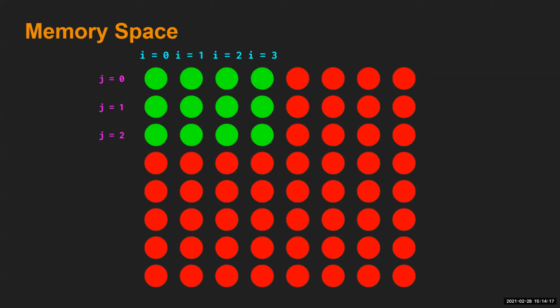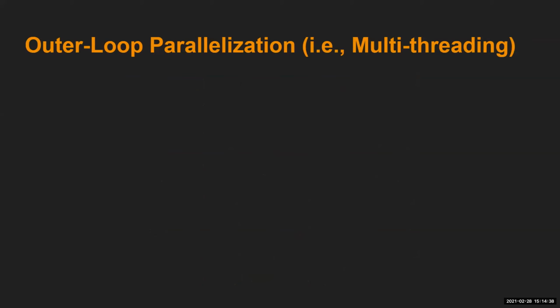Because yes, every time we access the 4 elements of a row, we have a miss. But at least now we actually do 4 times the work in the same amount of time. So yes, we do have a miss in every access here, but at least we're doing 4 times the work, okay? Another way to see how this looks visually is maybe to compare it with outer loop parallelization.